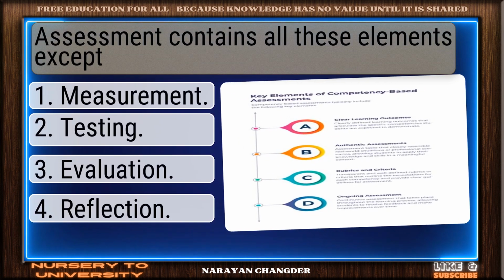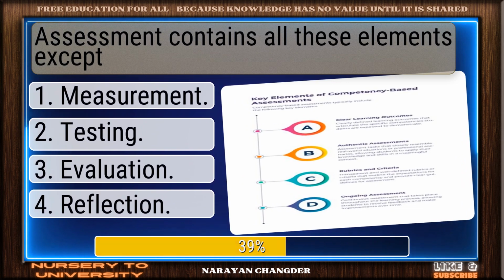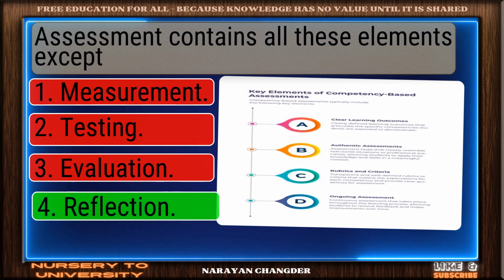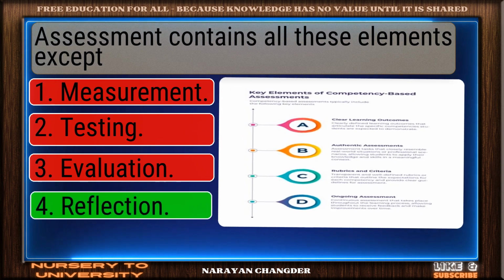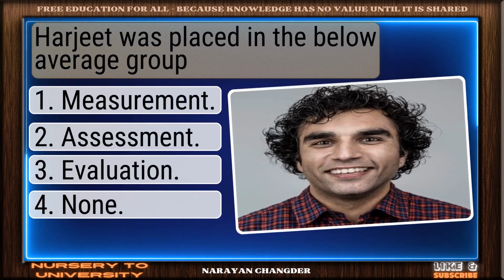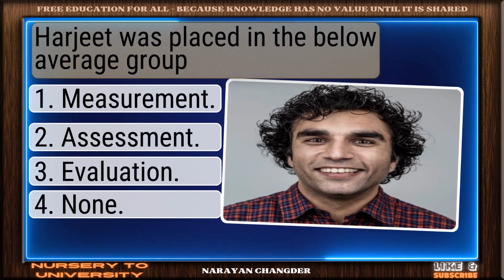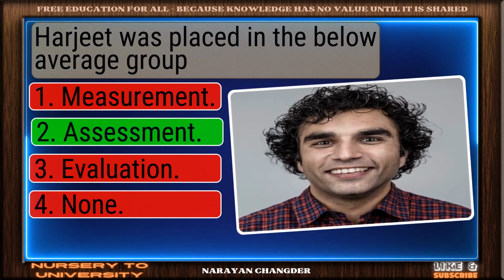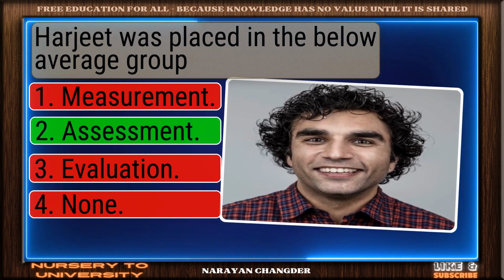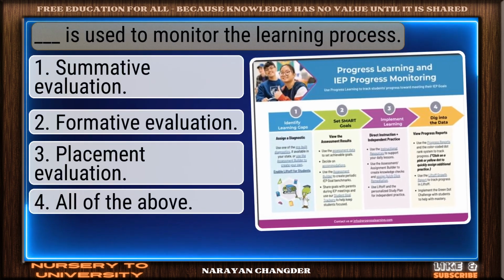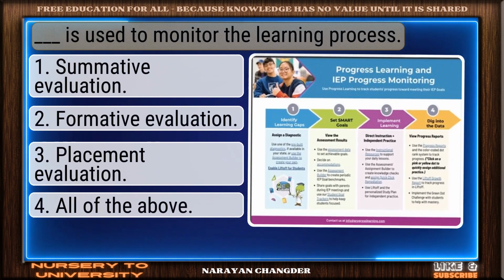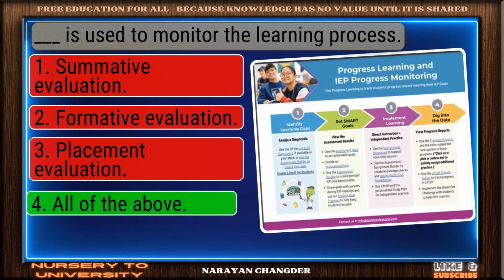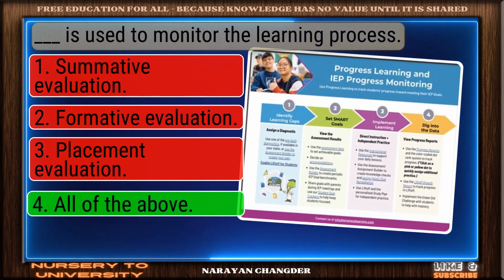Assessment contains all these elements except. Clear logic. Your choice, reflection, is sound and 100% true. Harjeet was placed in the below average group. Perfect. Assessment is the correct choice. Dash is used to monitor the learning process. Strong choice. All of the above is the right answer.